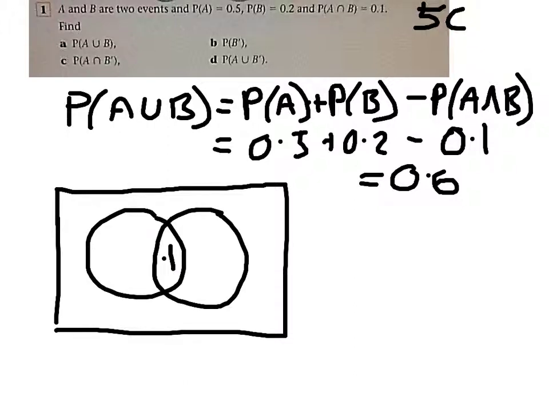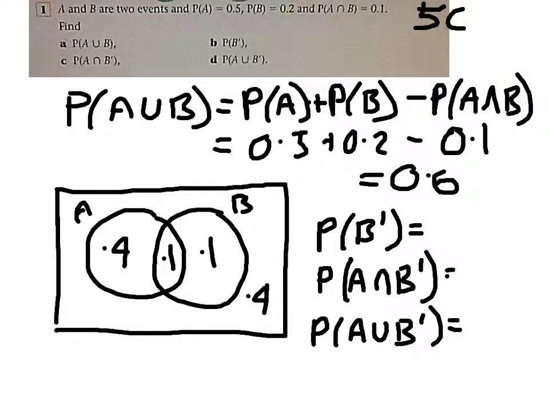So I've placed the overlap of 0.1 into the overlap. If A is 0.5 and 0.1 of it is in the overlap, 0.4 will be here. With B being 0.2, 0.1 in the overlap, the other bit to make up 0.2 must be there. If we add our probabilities together, we're going to get 0.6, which means outside of A and B will be 0.4. And that should get us through the rest of the questions.